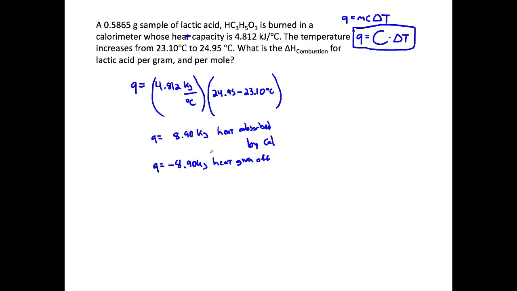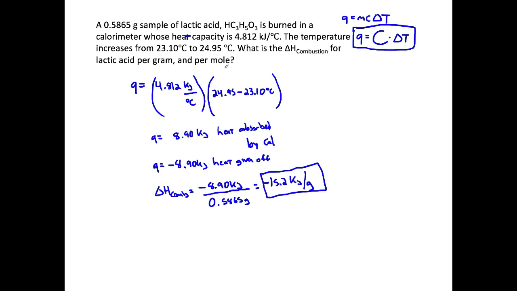Now, that's a raw heat value. We have kilojoules. We want to figure out what is the delta H of combustion per gram and per mole. Knowing that it is an extensive property, the more of it we have, the more heat we're going to get. But we want to do this in terms of grams. So the delta H of combustion, we're going to take the negative 8.9 kilojoules and divide it by the mass that we actually combusted, 0.5865 grams. And so this is going to be negative 15.2 kilojoules per gram. Right? So that's one of the numbers.